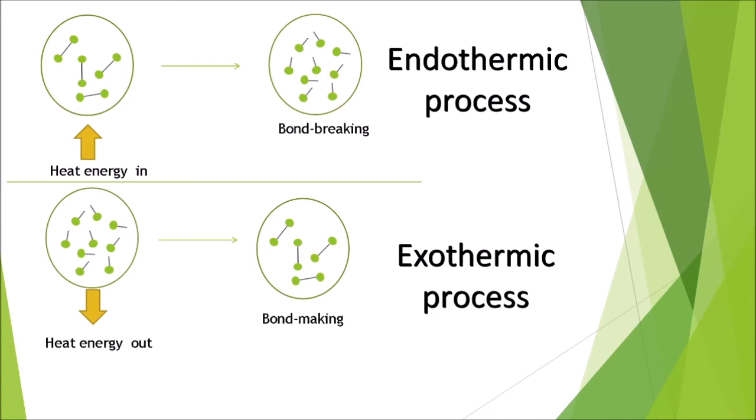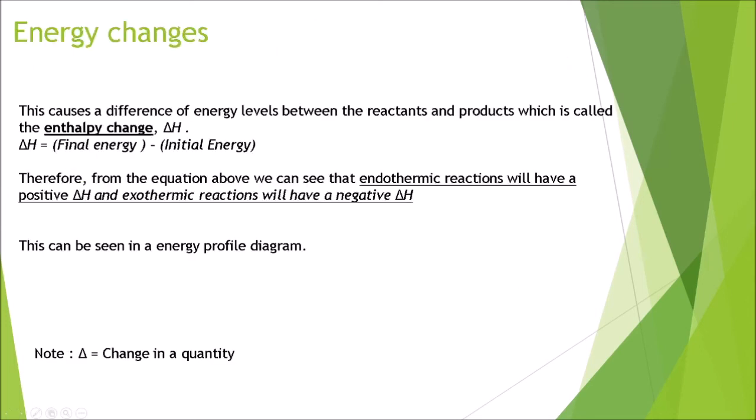During an exothermic reaction, more heat is released when making the bonds for the product than what is taken to break the bonds in the reactants. And the opposite occurs with an endothermic reaction, in which more heat is taken in when the bonds are breaking than what is released when making the bonds. This causes a difference of energy levels between the reactants and products and is called enthalpy change, or delta H. Therefore, from the equation above, we can see endothermic reactions will have a positive delta H and exothermic reactions will have a negative delta H.